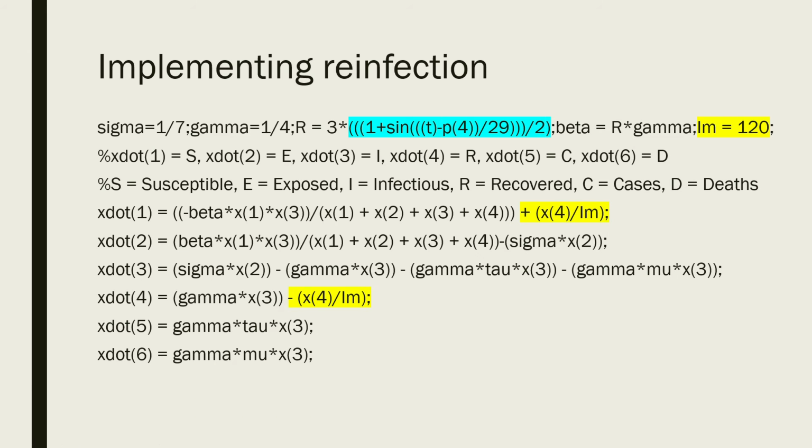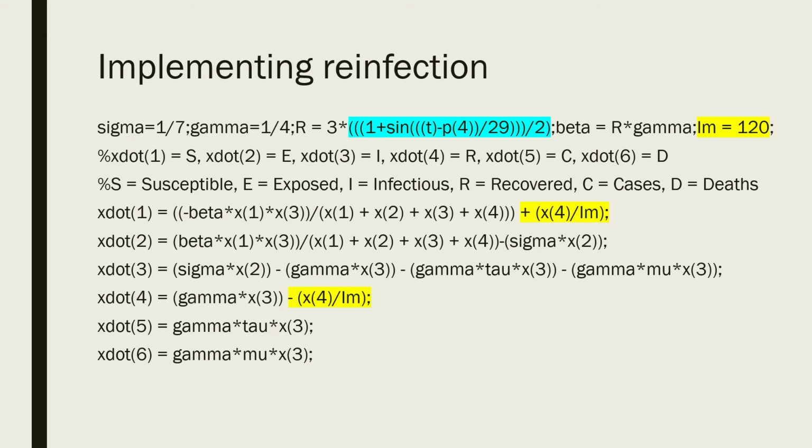This is the part of my code that I changed to incorporate both seasonality and reinfection. Highlighted in blue is the change for seasonality, and yellow is the reinfection. So I added in a new parameter, IM, which is the number of days someone is immune for, which I set as 120. My first step was to take the number of people recovered and divide that by the number of days they're immune for. We then subtract that number from the number of people recovered, x.4, and add that to the number of people susceptible, x.1. This makes it possible for people to travel between the recovered class and the susceptible class.